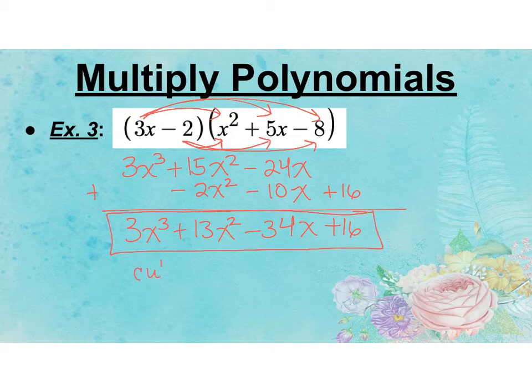This one is a cubic because of this 3, a polynomial because I have more than 3 terms, and my leading coefficient is that 3.